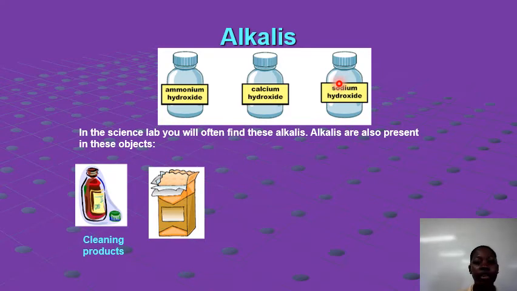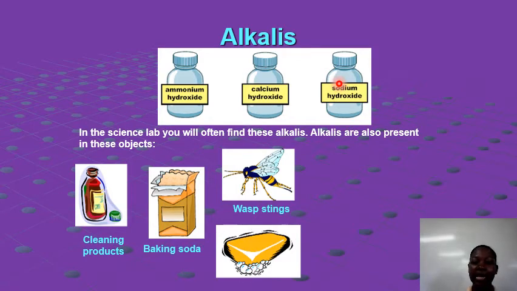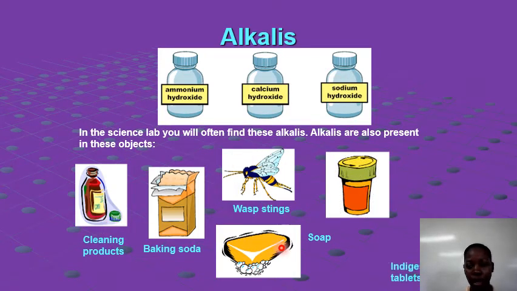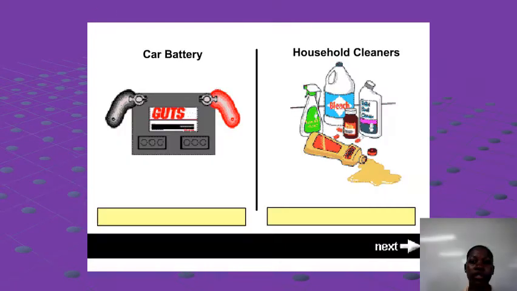In your everyday lives, bases and alkalis are used for cleaning. In cleaning products, you have soap. These are all alkaline. Right here we have some examples of cleaning products, and all of these cleaning products are bases. So one of the uses of bases is for cleaning. I see bleach here and some other cleaning products. These are all bases. Most bases are used for cleaning.